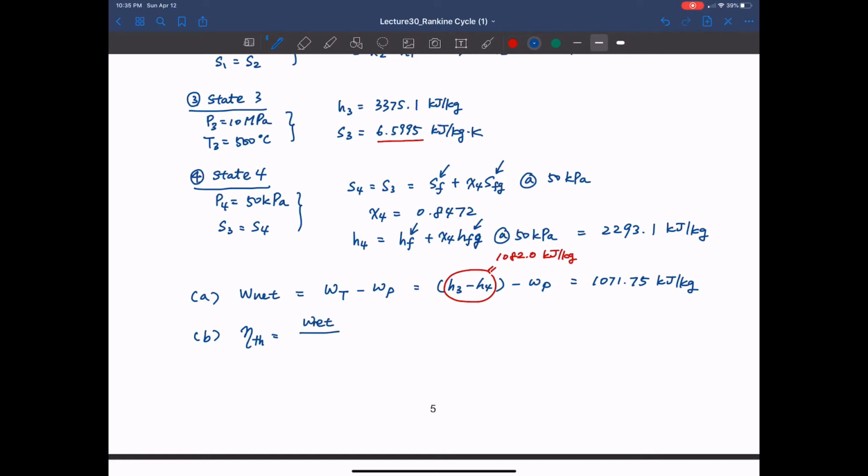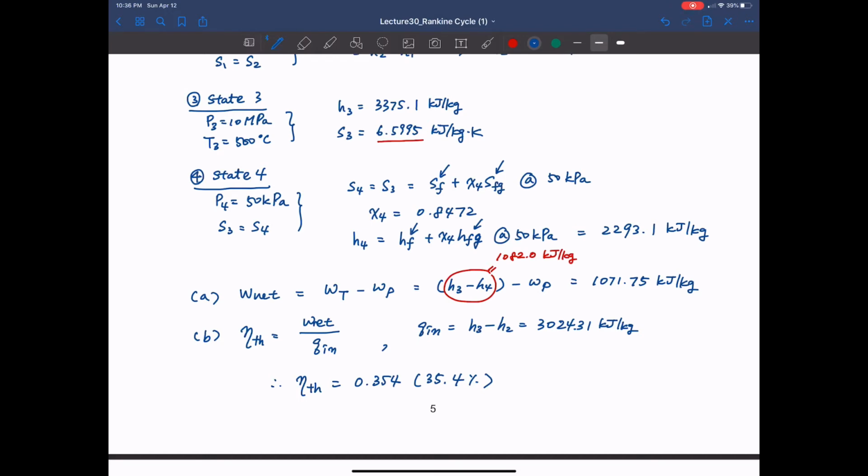Now thermal efficiency can be defined as W net divided by Q in, right? Q in can also be calculated by H3 minus H2, which gives us 3024.31 kilojoule per kilogram. So the thermal efficiency is calculated as 0.354, or 35.4%. That is how we can calculate the net work and the thermal efficiency of the ideal Rankine cycle.